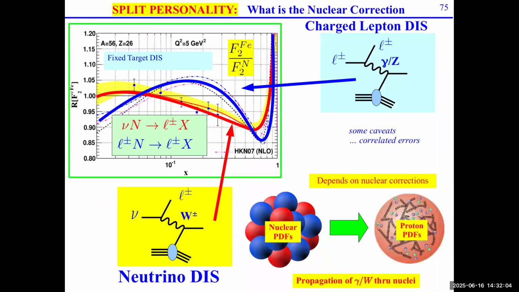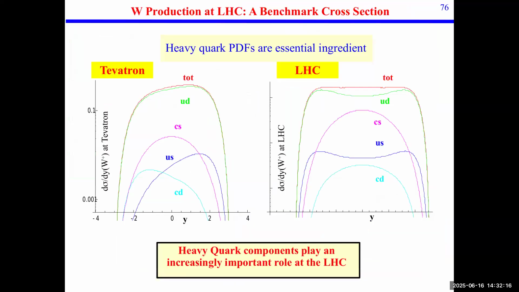And again, when we do this, we have to worry about the nuclear correction because these are done on heavy targets. So we've got this split personality. And when we got strange results for the strange distribution, we were worried about that. But then you go to the Large Hadron Collider.